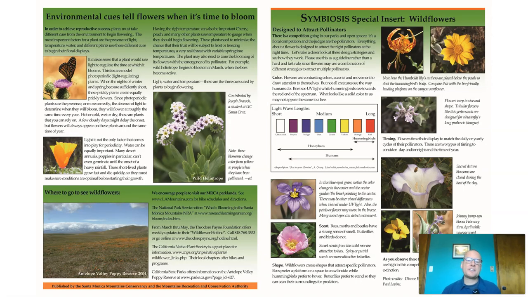Now, when we look at different types of pollinators, we also have to look at the different types of flowers, because different flowers bloom at different times of the year, have different structures and colors, which attract different pollinators. On the left-hand side of this image, which was created by the Mountains Recreation and Conservation Authority in Los Angeles, California, we can see that there are different cues that tell flowers when it's time to bloom, primarily light, water, and temperature.